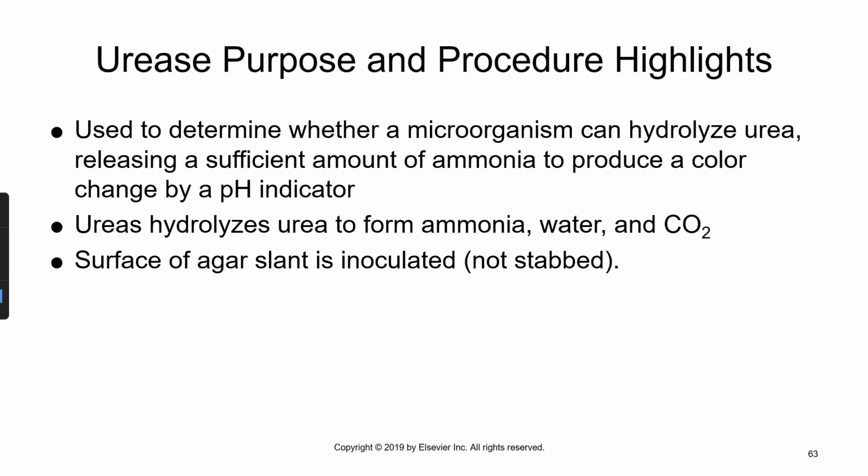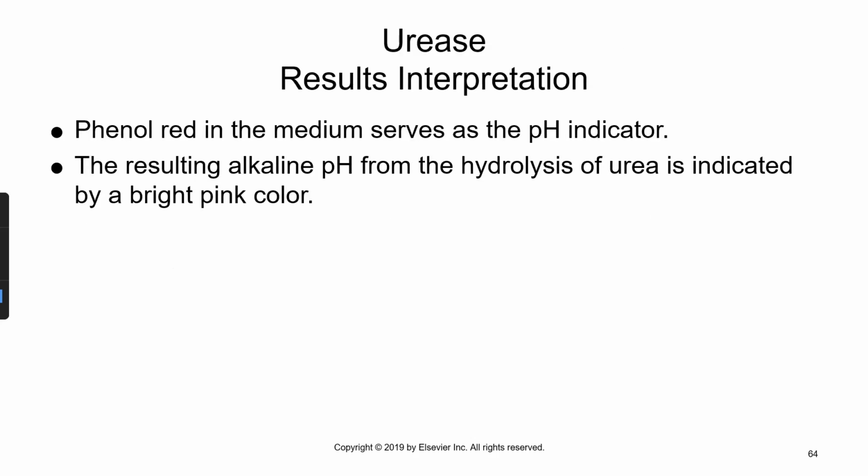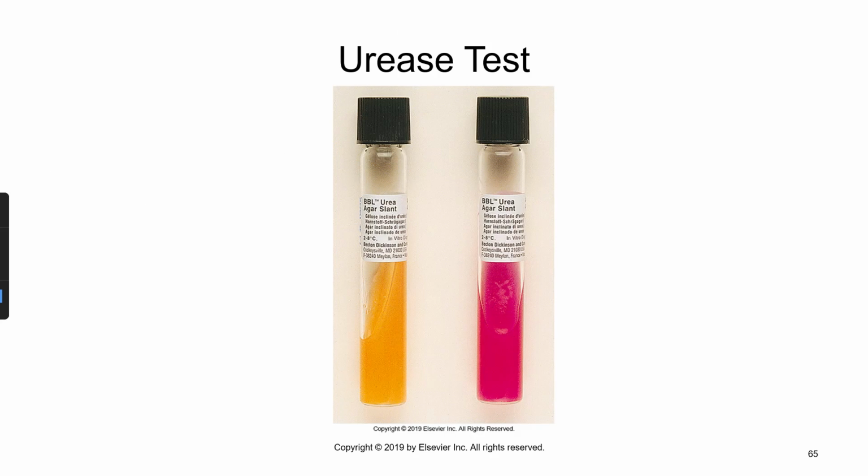Urease production. Urea is broken down by the enzyme urease. It's used to determine whether a microorganism can hydrolyze urea, producing a sufficient amount of ammonia to cause a color change in a pH indicator. Urease hydrolyzes urea to form ammonia, water, and carbon dioxide. The surface of the agar slant is inoculated. Phenol red is in the medium to serve as the pH indicator. The resulting alkaline pH from the hydrolysis of urea is indicated by a bright pink color. Here you can see this is negative and this is positive.